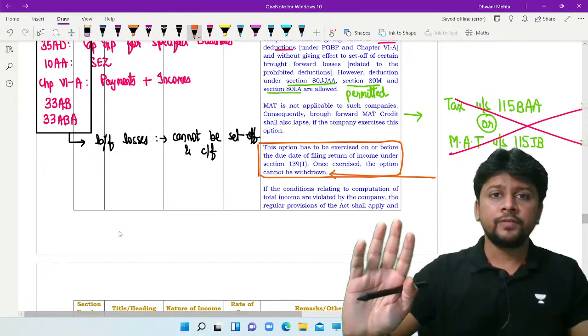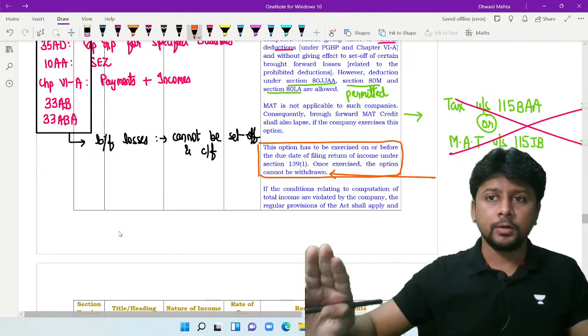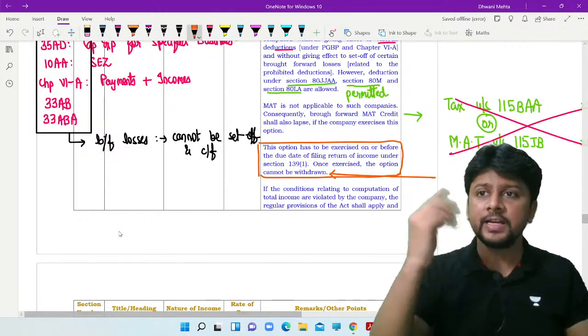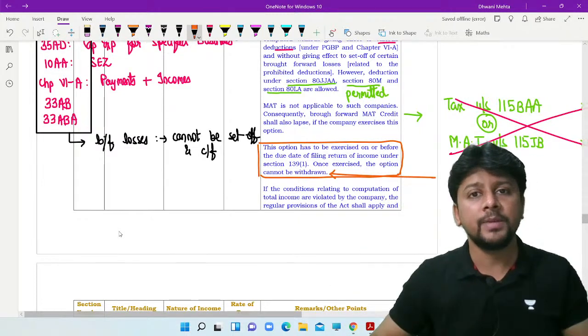You can switch to 115BAA in any assessment year you want. But after that, you can't come back on your own to Finance Act rates. Then every year you have to pay tax as per 115BAA.